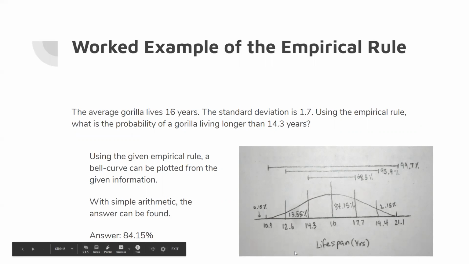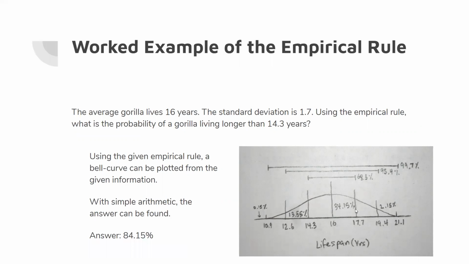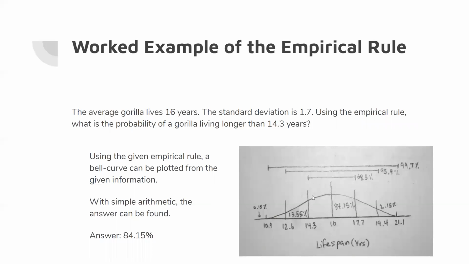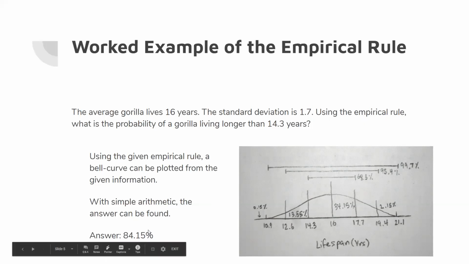This graph isn't labeled as well as I want it to be, but it is assumed that it's 34.15. It's an even distribution on the sides, so it's a symmetrical distribution. So you have the same over here, same over here, and same over here on all sides. And that's how we did the math on solving that problem. The answer is 84.15%. And ladies and gentlemen, that is the empirical rule defined to the best it can be defined.